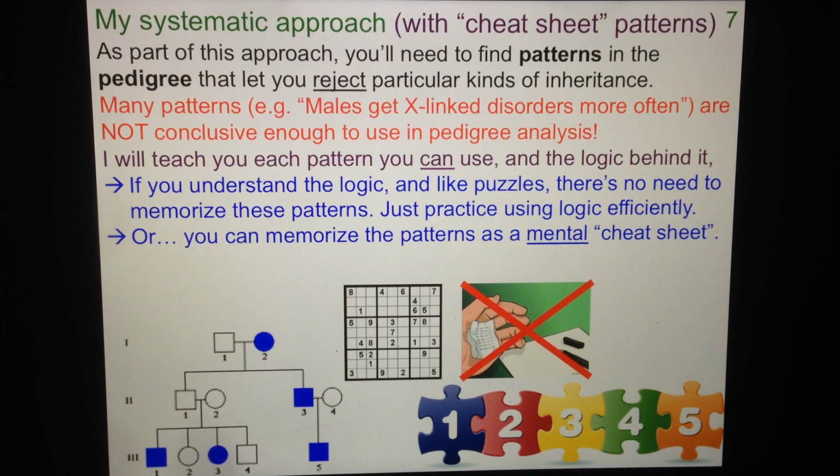Don't actually bring a cheat sheet into the exam, or I will have to call you into my office and fill out forms, and it's very bad.